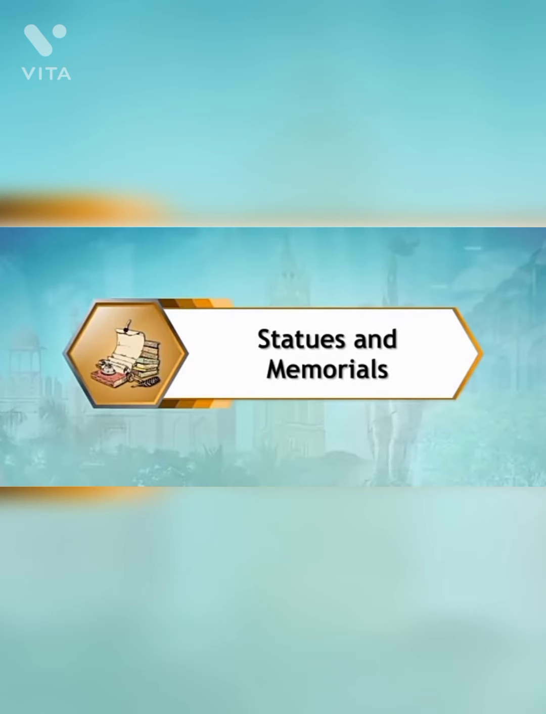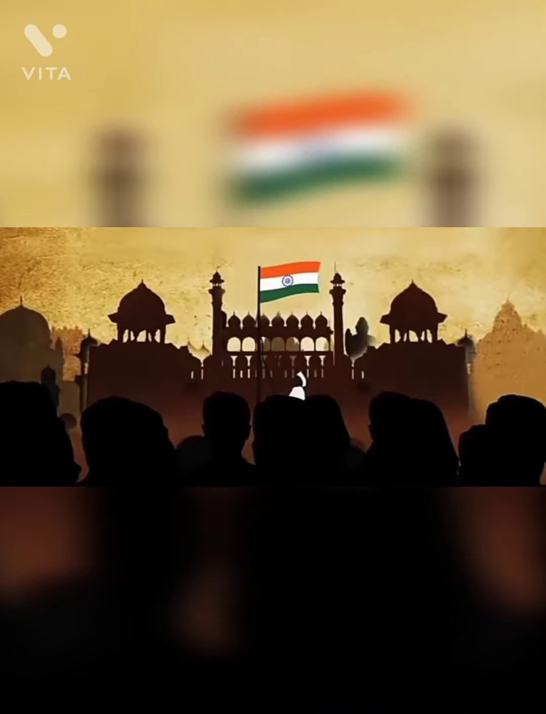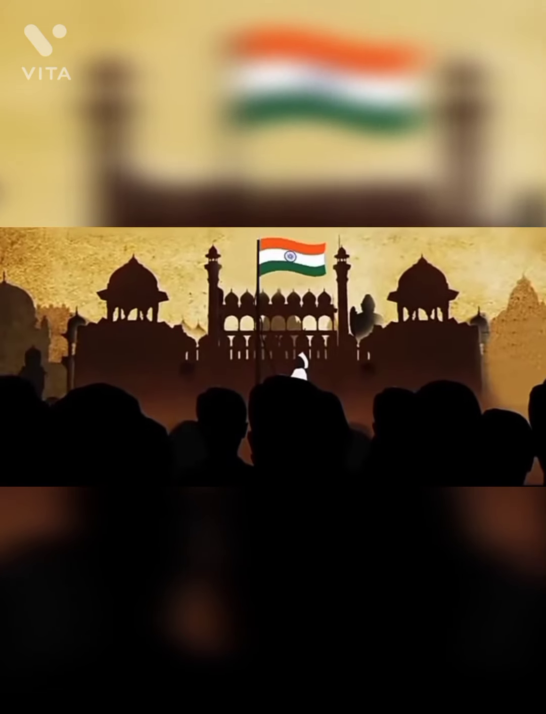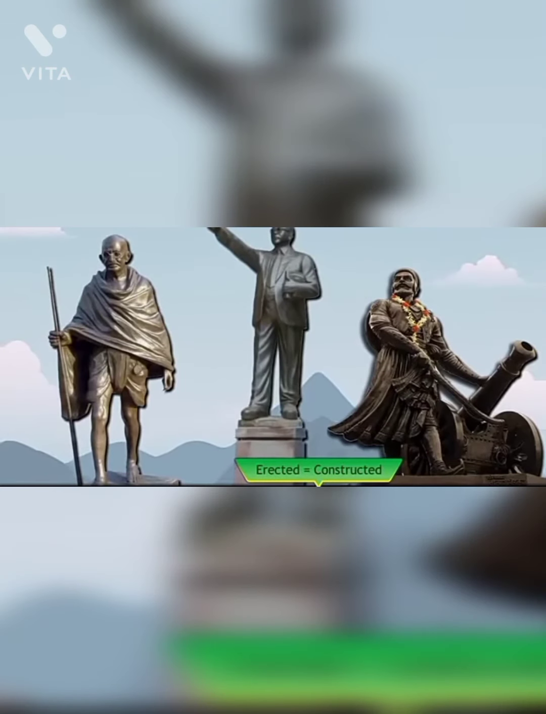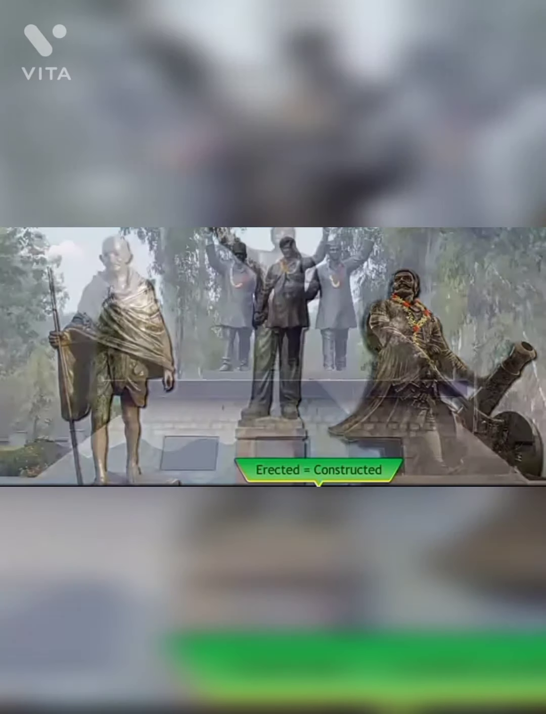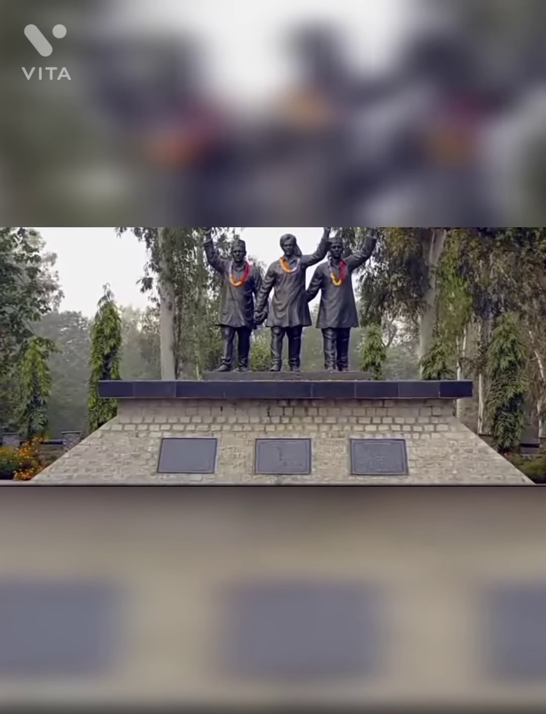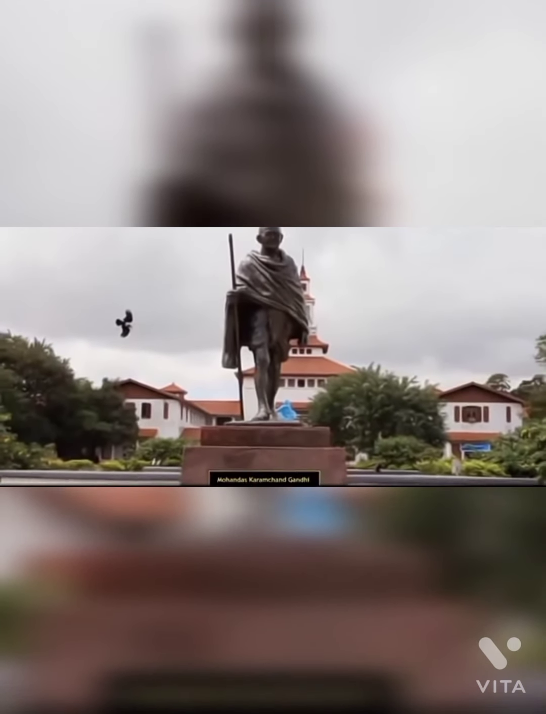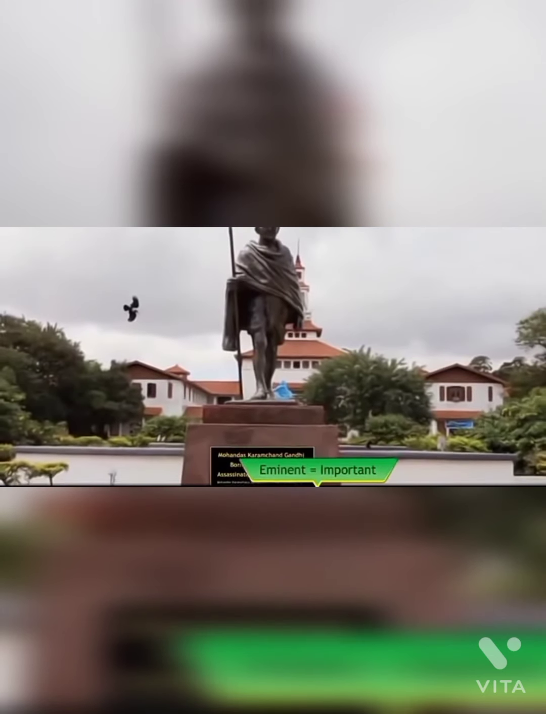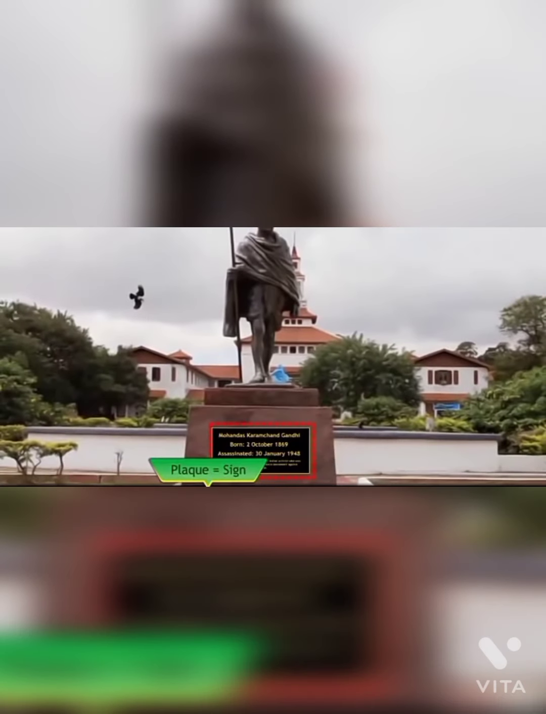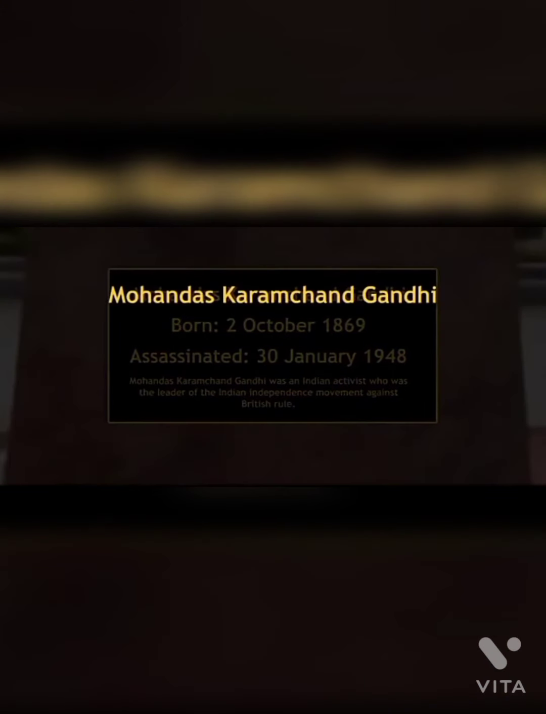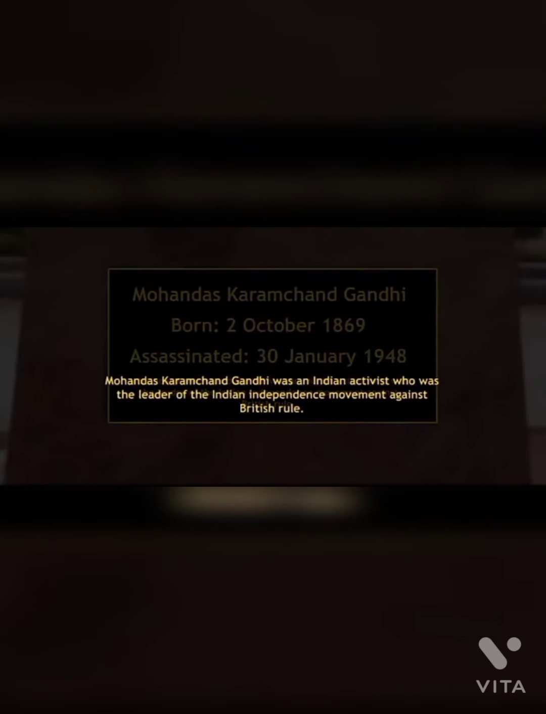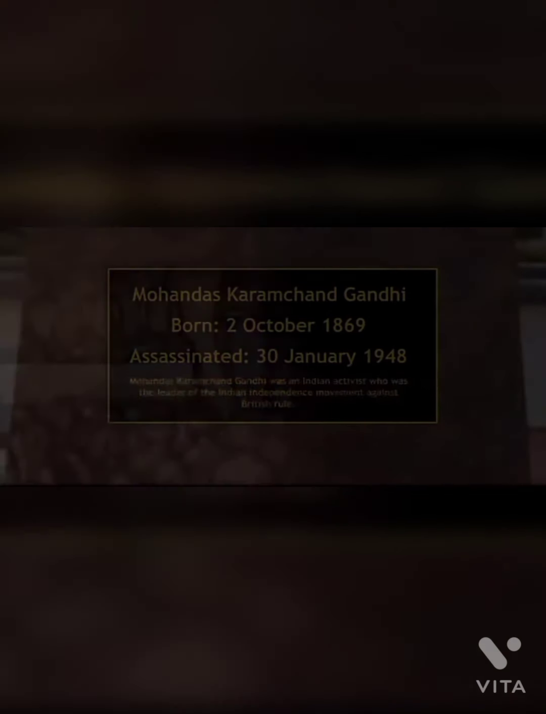Statues and memorials. During the pre-independence and post-independence period, memorials of many personalities were erected in the form of statues. These statues are also important for the study of modern Indian history. The various statues provide information about the contemporary rulers and eminent personalities. The display plaque on the statue gives the full name of the concerned person, birth and death details, and brief information about the contribution and biographical sketch of the person.